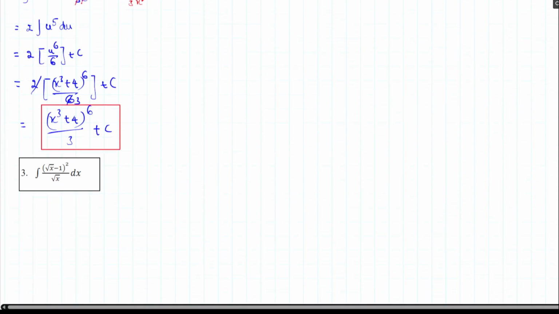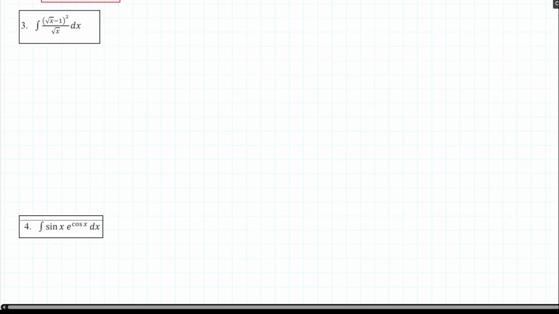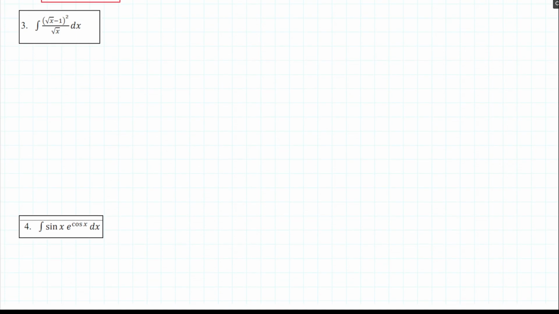Now let's see the next problem. So we have the integration of (square root of x minus 1) whole square over square root of x. Okay, let's see. You can see the square root of x minus 1, the derivative is 1 over 2 root x. So you can choose u equal to square root of x minus 1.